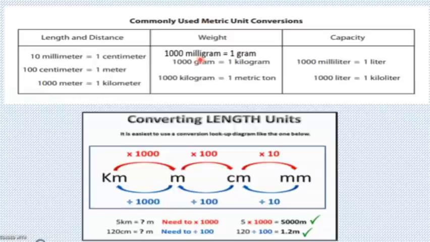For weight, milligram is the smallest. 1000 milligram makes 1 gram. 1000 gram makes 1 kilogram. And 1000 kilogram makes 1 metric ton. In the same way, in capacity, 1000 milliliter makes 1 liter. 1000 liter makes 1 kiloliter. Let's see how to convert units.